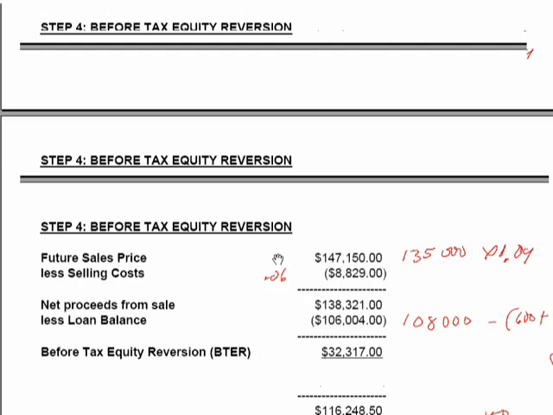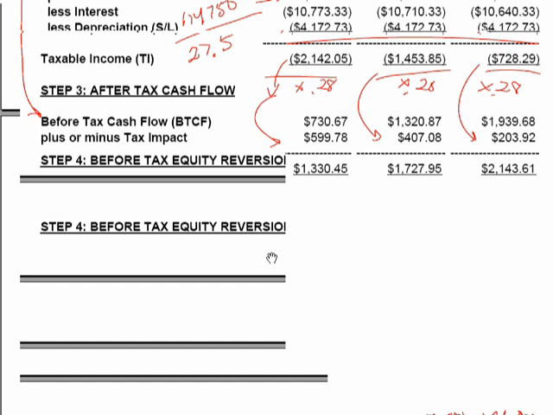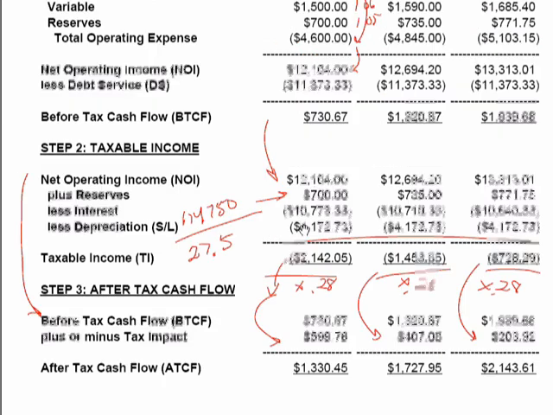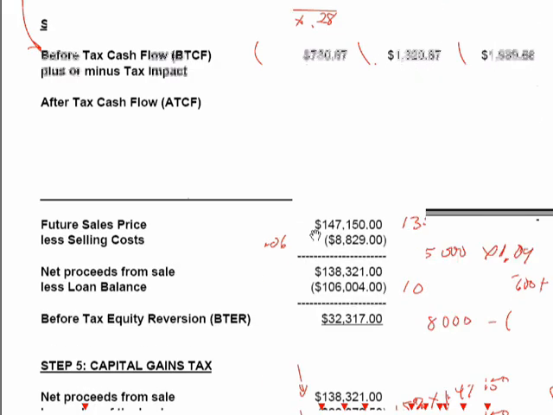Each year we've been taking straight line depreciation of 4,172.73, and that's been helping to shelter some of our income, so we actually ended up with negative taxable income for all 3 years in this example. But every time we take a depreciation deduction, it reduces our original basis, or what we have into the property, what we originally paid for the building.